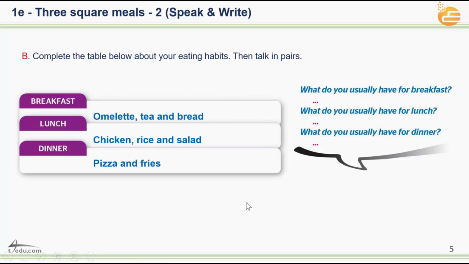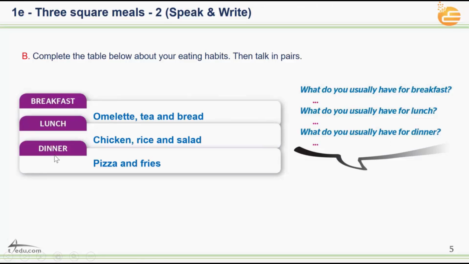whatever. I want you to ask questions and try to answer them from here. So, for example, your friend will ask you, what do you usually have for breakfast? You will say, for breakfast, I have omelette, tea, and bread. So you will talk about the thing that you have, the meal that you have. Okay? The second question, what do you usually have for lunch? You will say, for lunch, I have blah, blah, blah. Okay? The third question, your friend will ask you, what do you usually have for dinner?